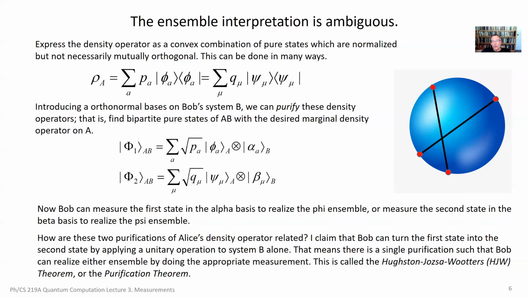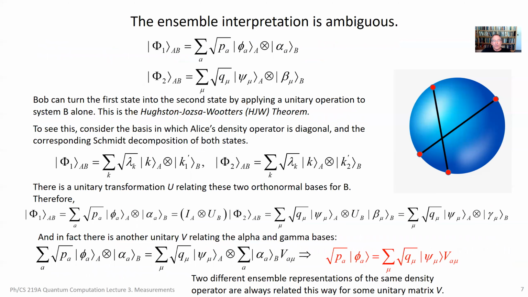And the way to see it's true is to make use of the Schmidt decomposition. So we have these two states, remember, and we've been promised that if we trace out system B, we get the same density operator rho A if the shared state is phi1 or if the shared state is phi2. Now both phi1 and phi2 can be put in Schmidt form. I can choose orthonormal bases for systems A and B such that phi1 is in the Schmidt form.